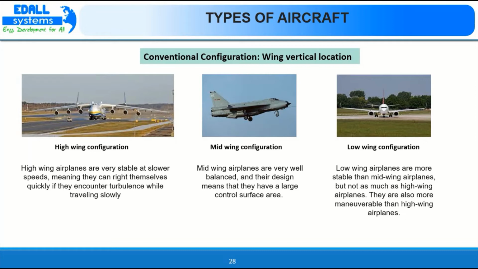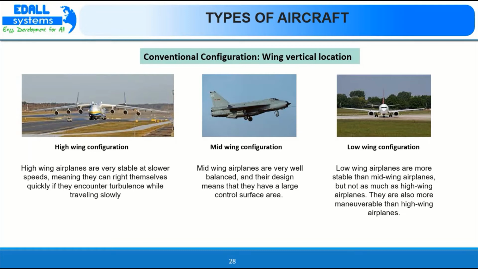Then we have mid-wing airplanes, which are very well balanced, and their design means that they have a large control surface area. As a mid-wing, the air will be completely distributed along the large surface area provided because of the wings attached to the mid-surface, which makes them more balanced.